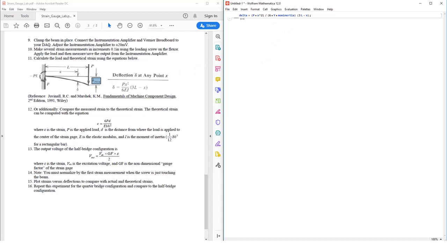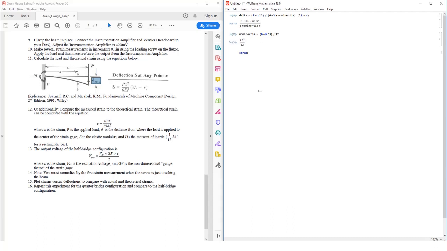So we have this expression, delta is equal to P times x squared over 6 times your Young's modulus times the moment of inertia. Let's take a look at this expression. We know that the moment of inertia for this cantilever beam is equal to your base times height, which in this case is the thickness of your beam, all of this divided by 12. Divide by 12, not multiply. And that's your moment of inertia.